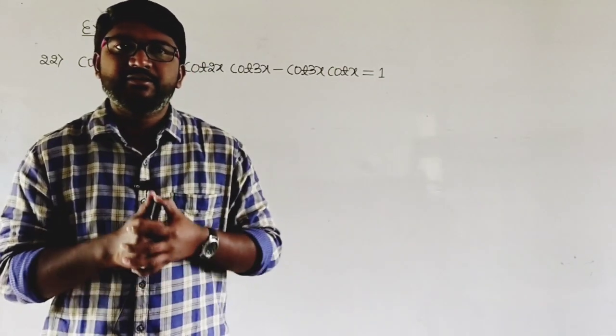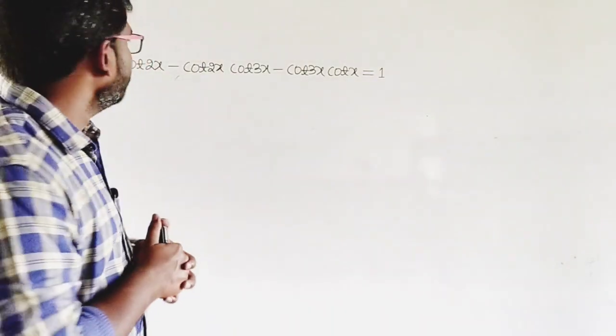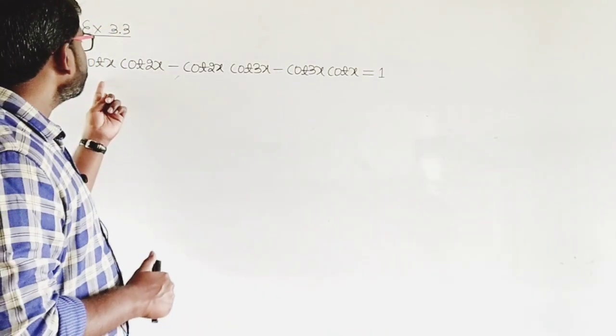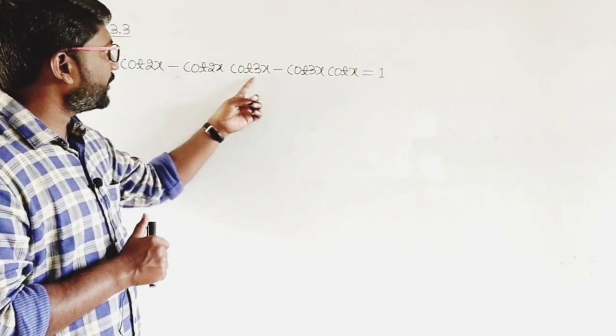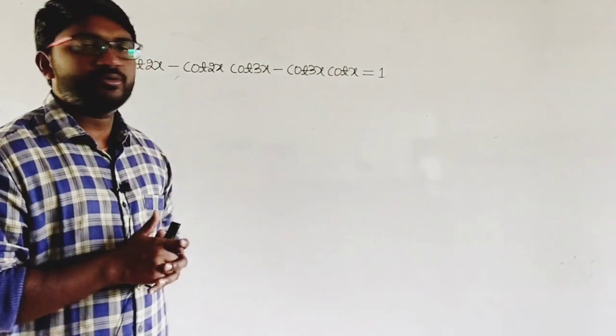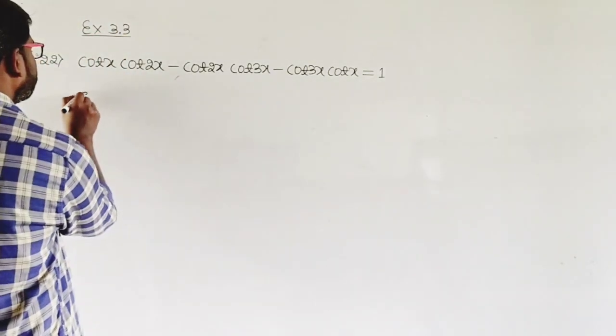In the last class we have solved up to the 21st question. So in today's class let us continue with the 22nd problem. It is: prove that cot x into cot 2x minus cot 2x into cot 3x minus cot 3x into cot x is equal to 1. So let us take up the LHS.